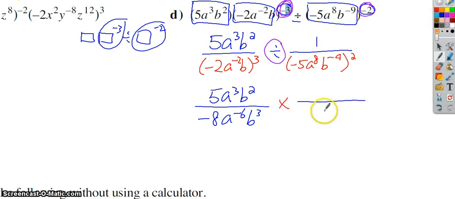So the whole thing flipped. The one flipped to the bottom. This thing flipped to the top. Well, I don't want to write again. I want to do the square at the same time. So this whole thing flipped to the top, and then let me square it. Becomes 25, a16, b negative 8. All right. Now all the brackets are gone, right?